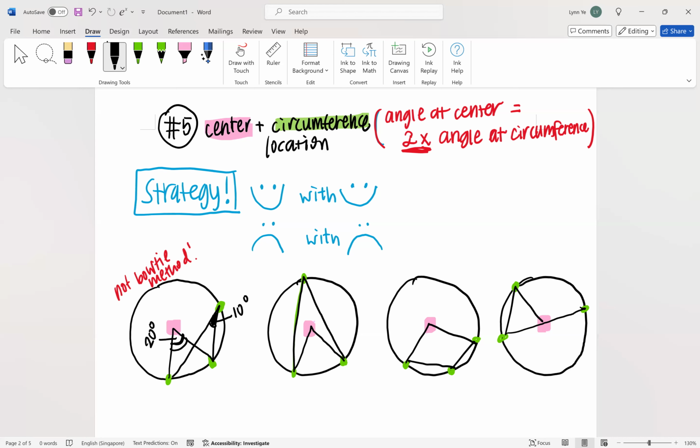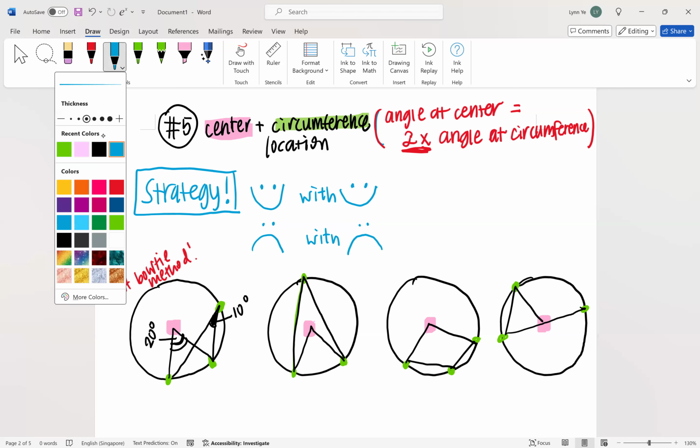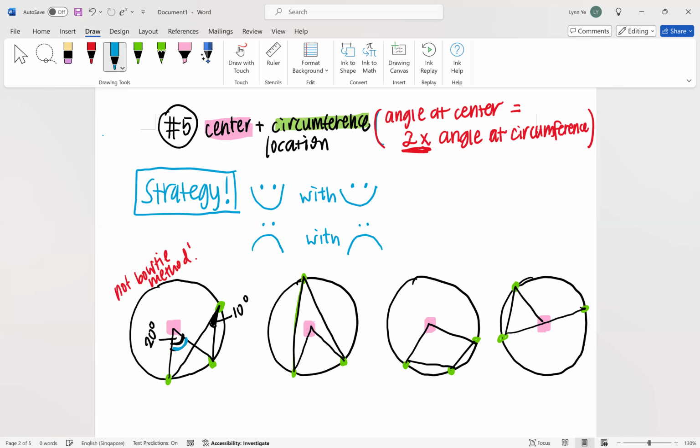Now, what do I mean by smiley face with smiley face? Can you see that this curve here, is it upwards or downwards? Upwards. So this is a smiley face, correct? And this one is upwards or downwards? Upwards also. So can you see these are 2 smiley faces? It can work. So when you apply it, it's the 2 smiley face technique. Got it? I'll give you guys some time to copy.